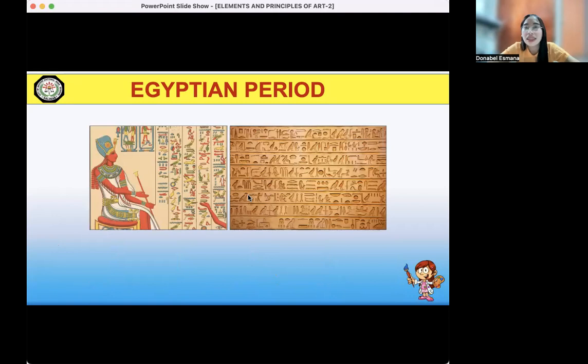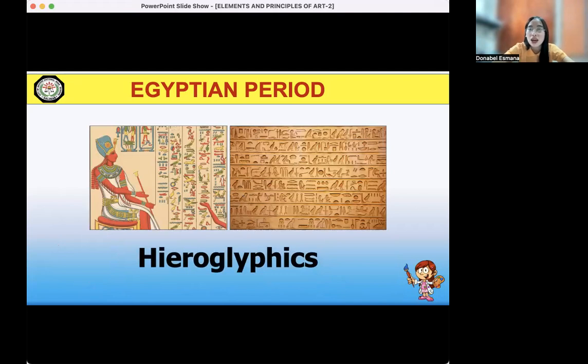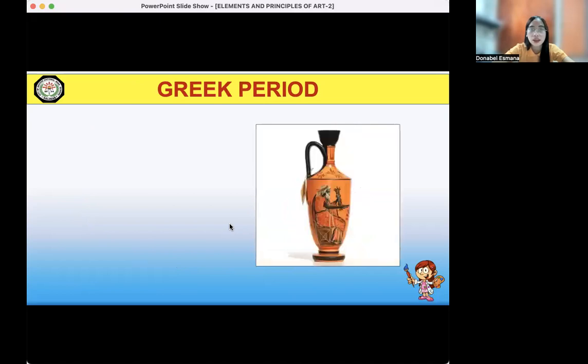And this is what we call, that's correct, hieroglyphics. When we say hieroglyphics, this is a system of writing using picture symbols used in ancient Egypt. Again, if you notice the color palette, the main colors used are red, black, blue, gold, and green. Okay, so much for the Egyptian period.